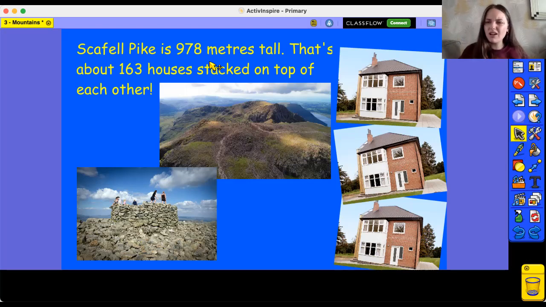Okay, what's the mountain called? Fantastic, it's called Scafell Pike. And where is Scafell Pike? What country is it in? England. Well remembered.